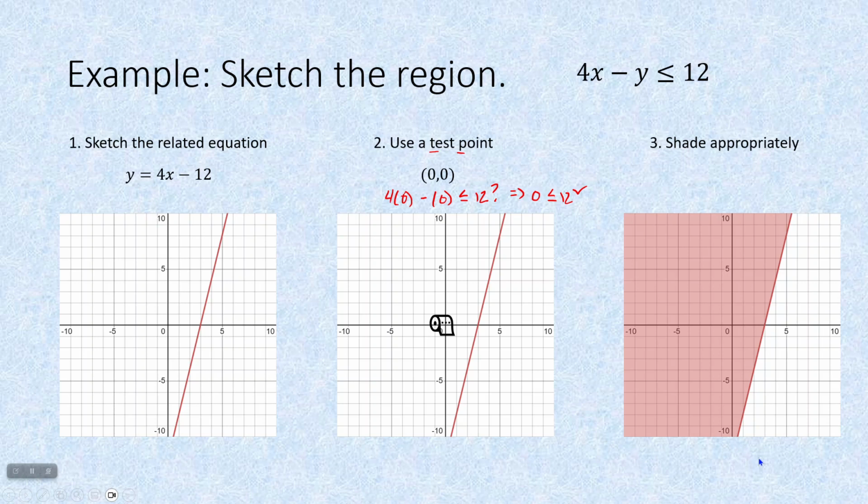All right, linear inequalities. Essentially, we graph the line, we make it dotted if this is a strict inequality. We make it solid if it is not. We use a test point, TP. If that test point works out, we shade towards it. If the test point did not work out, we would have shaded on the other side.